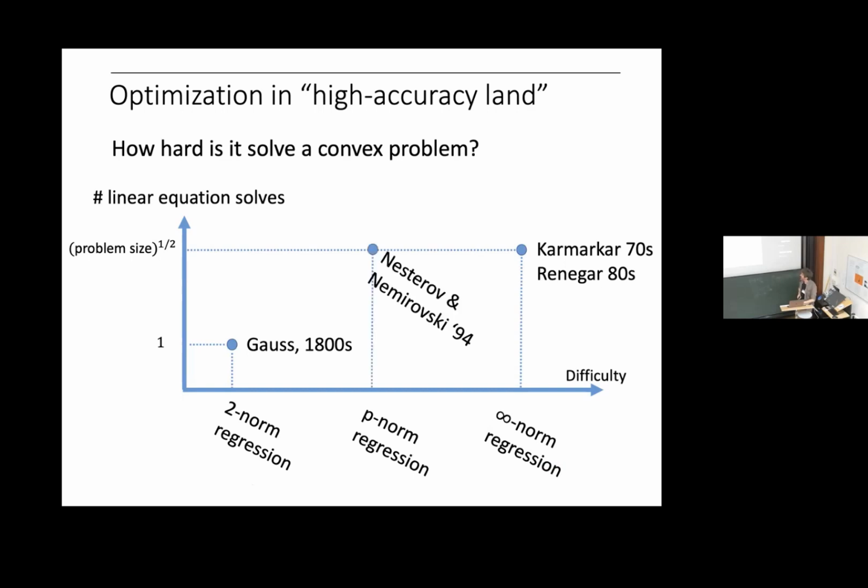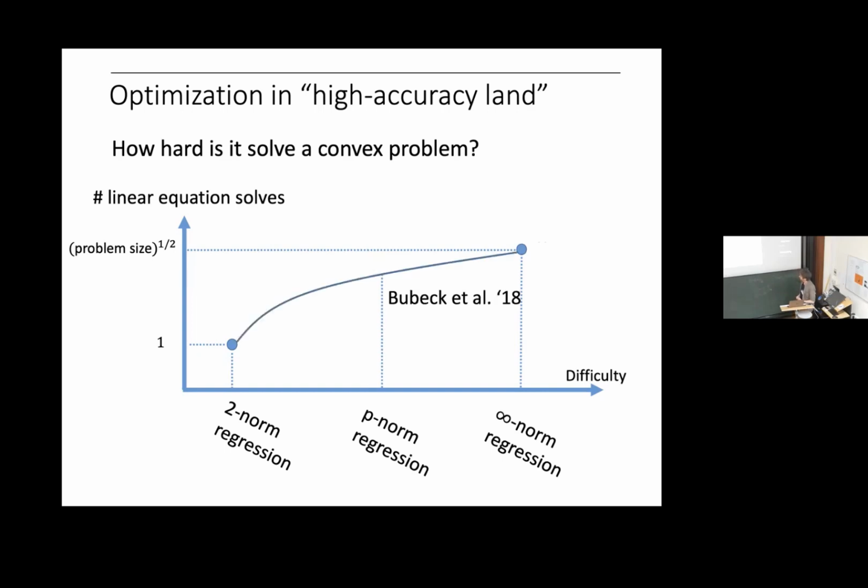Okay. Then Nesterov and Nemirovski in '94 said, actually, pretty much any convex problem you can do in square root of problem size number of iterations. And their perspective on this, to me, kind of feels like what they figured out was how to compile any structured convex problem to hard constraints. But it turns out that you can actually avoid that and get a nice interpolation for the difficulty of p-norm regressions.